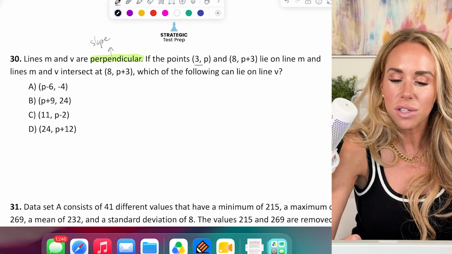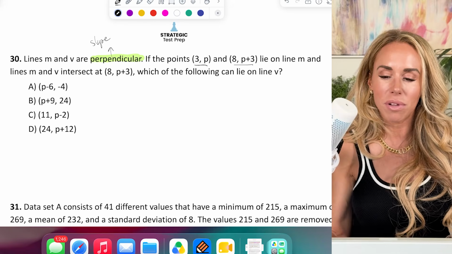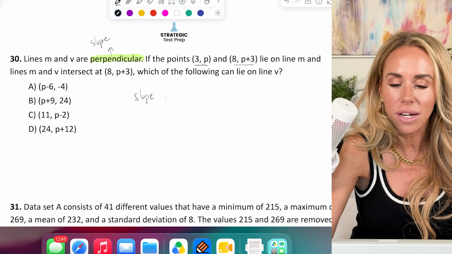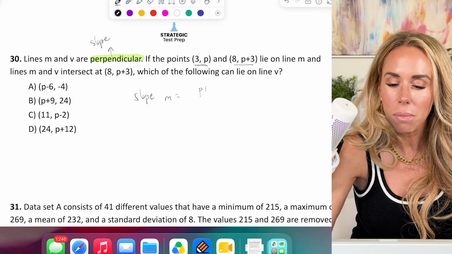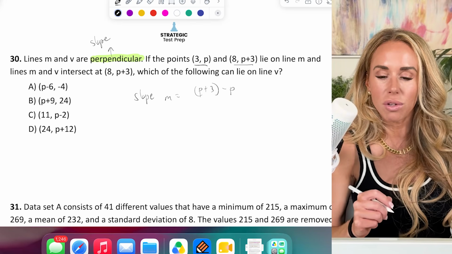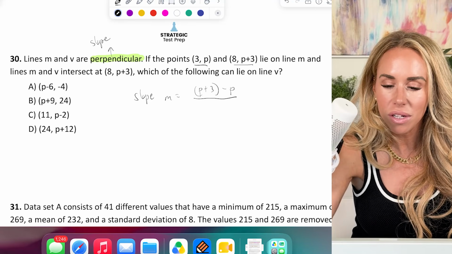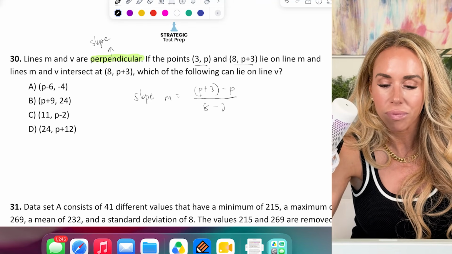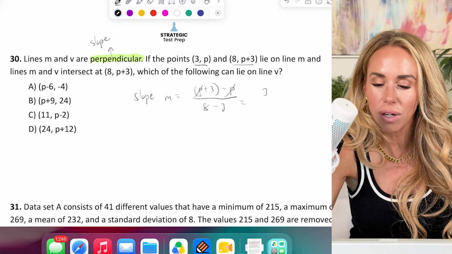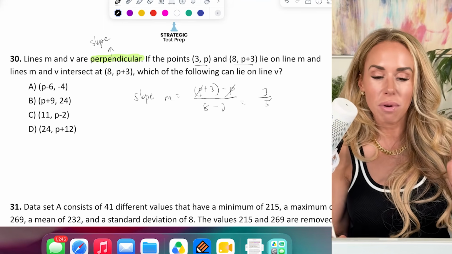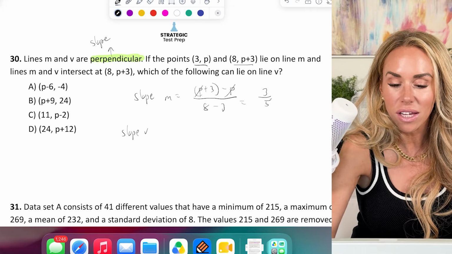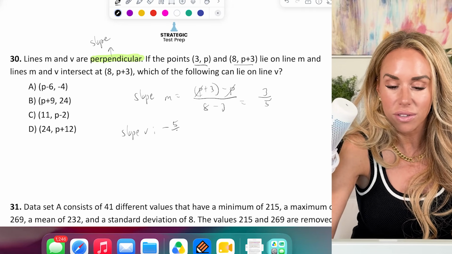So they said the points 3, P and 8, P plus 3 lie on line M. So I want to find the slope of line M right now. So I'm going to do P plus 3 minus P, right? Because I'm doing y2 minus y1. And I'm going to do 8 minus 3. So what I end up with is the P's cancel on top. I have 3 over 5. That's the slope of M. Since V is perpendicular, the slope of V is going to be negative 5/3.